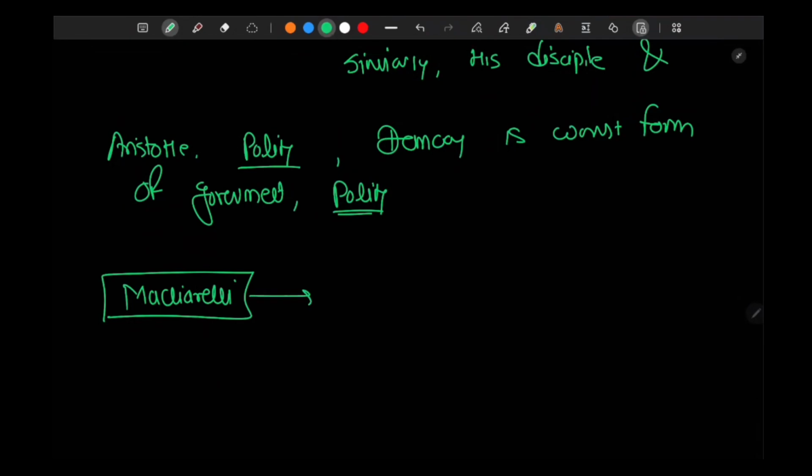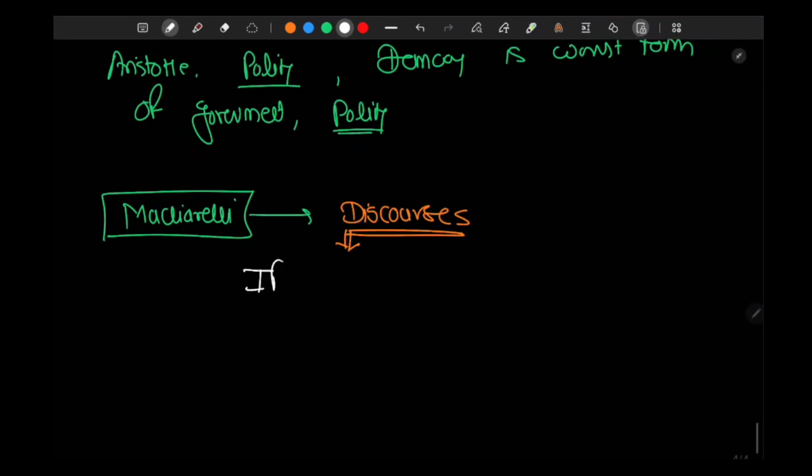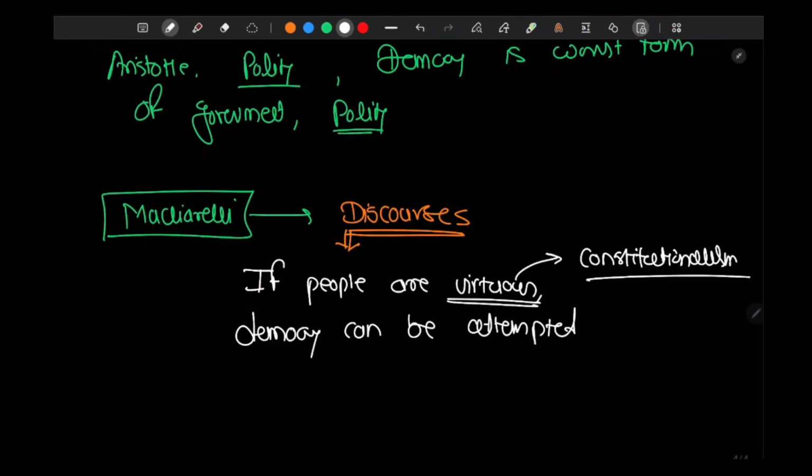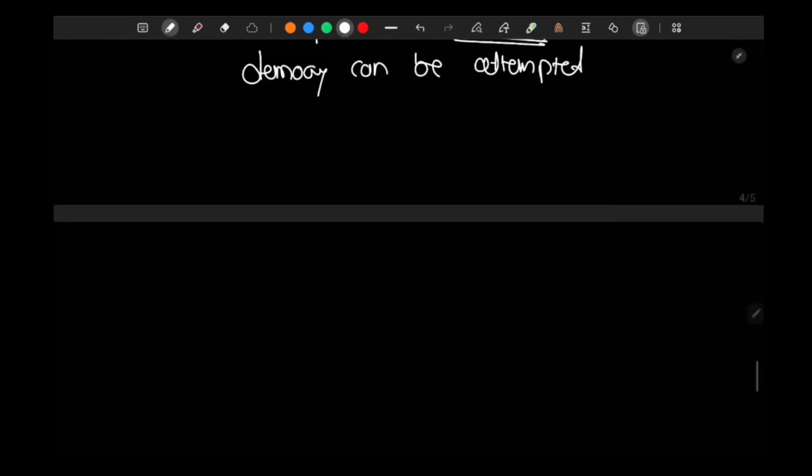What Machiavelli says in his book Discourses, always remember, in his book Discourses, he mentions that if people are virtuous, democracy can be attempted. Right? If people are virtuous, again, link this to constitutionalism.